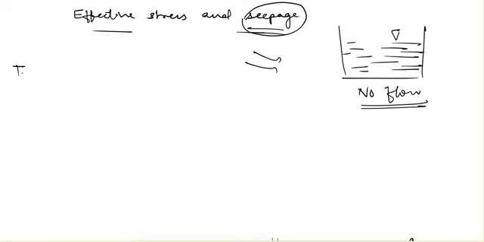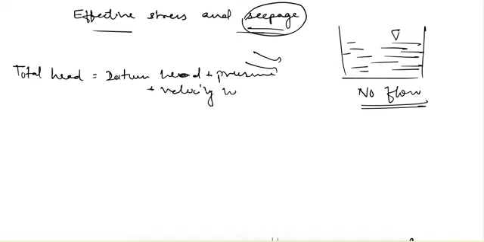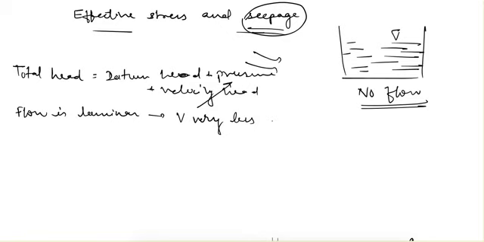So when the water is flowing, in that case the total energy head is given as datum head plus pressure head plus velocity head. In case of soils, we take that flow is laminar, and when flow is laminar, velocity of flow is very less, and so the velocity head is also very less compared to the other two. So the velocity head is assumed as 0.